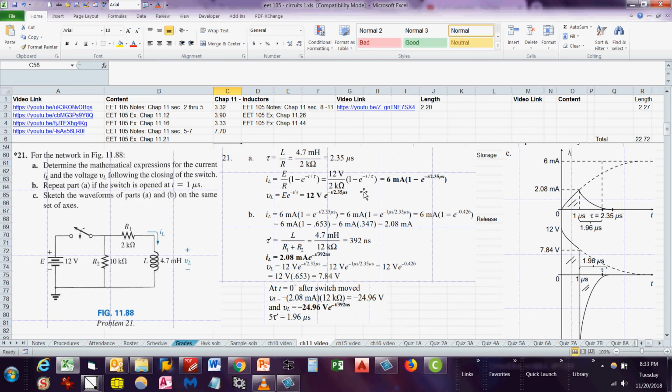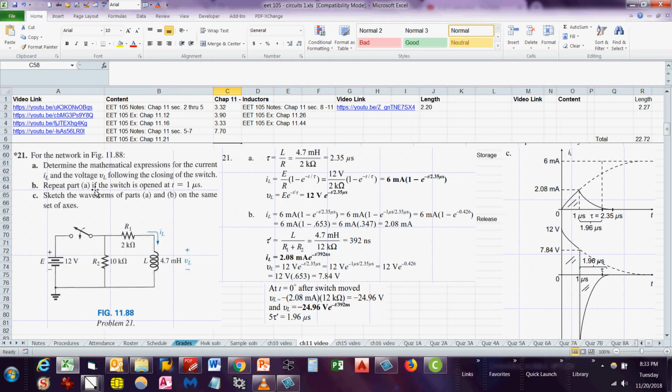This is the first phase. So the storage equation is this, turns into this. This is the final expression right here. V sub L, this is the storage equation. And then you just plug in the numbers for this.